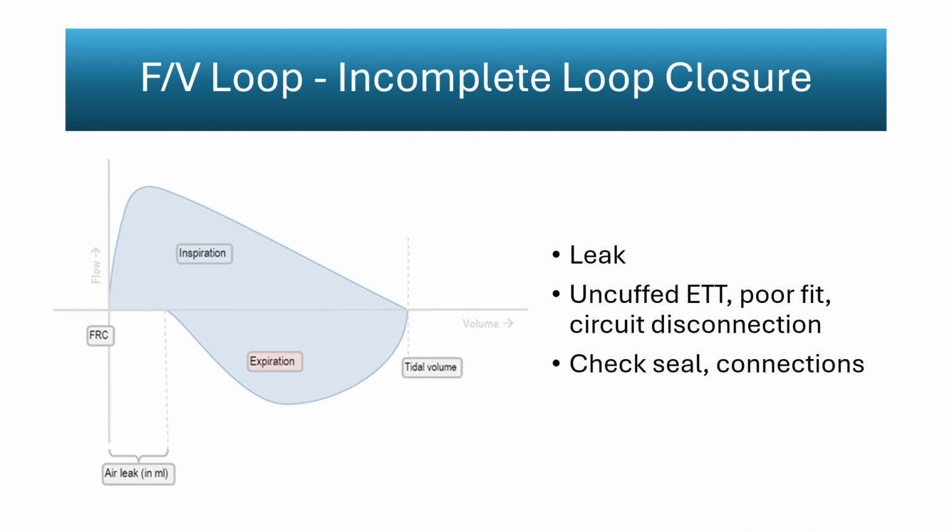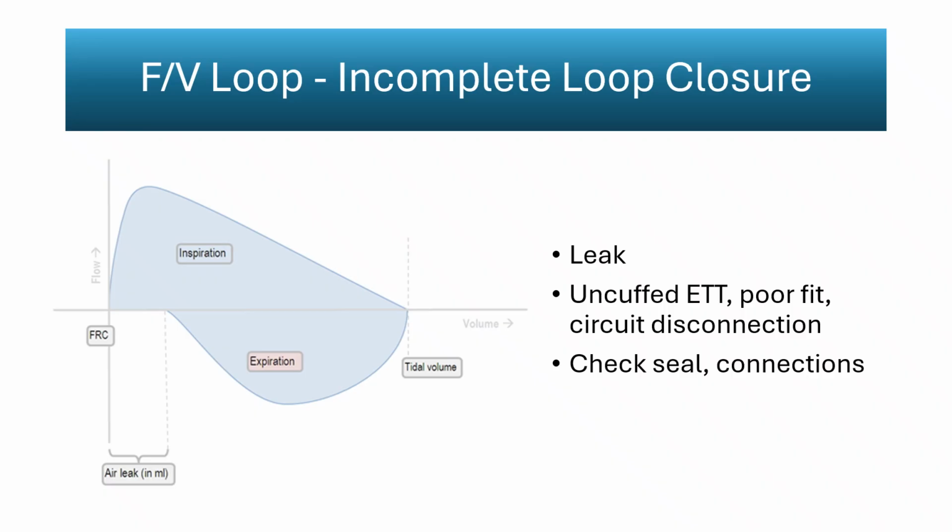The most common cause is leakage around an uncuffed endotracheal tube. As the infant exhales, part of the gas escapes around the tube rather than flowing back through the ventilator circuit. Since the ventilator only measures the gas passing through the sensor, the expiratory limb ends prematurely and does not return to the true baseline.